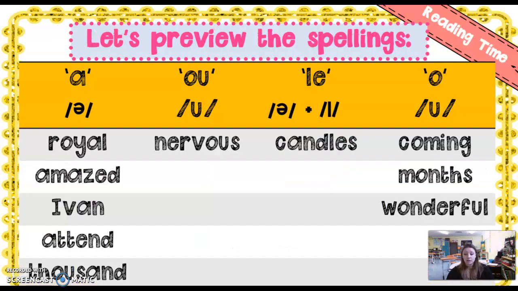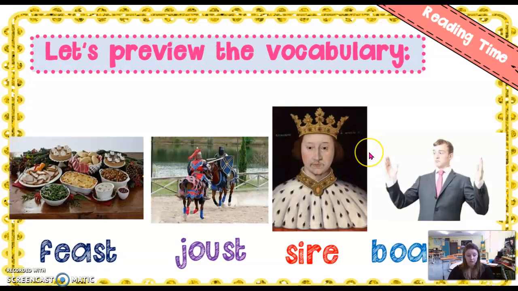Some of the spellings that you're going to come across are, there's our schwa. Our schwa, royal, amazed, Ivan. Notice Ivan is capitalized. It's a proper noun because it's his name. Attend and thousand. We also have nervous, plus ul, candles. So we have schwa and L. And then we have using the spelling O, coming, months, and wonderful.